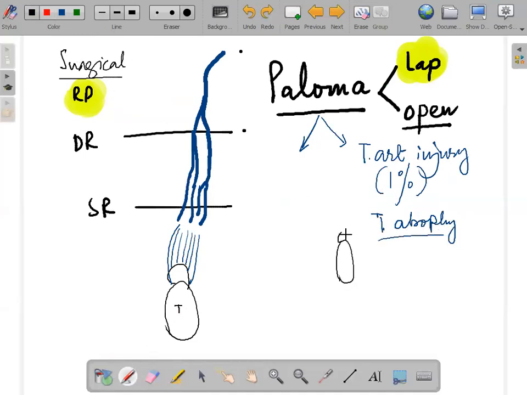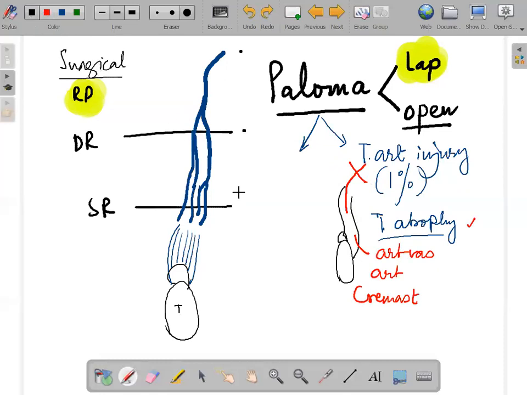The testis is known to have a blood supply of not only one. The major one is always the testicular artery, but it can also receive an artery to the vas and an artery to the cremaster. So please remember this one. Artery to the vas and artery to the cremaster are seen. And if it is the artery to the vas and cremaster, even if you ligate this artery, maybe, the word is a big maybe, it will prevent testicular atrophy.